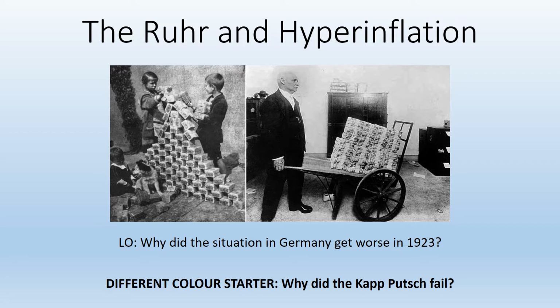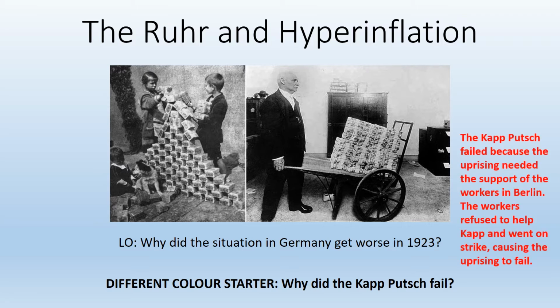So why did the Kapp Putsch fail? Well, we'll remember the Kapp Putsch was started by Wolfgang Kapp in 1920, and it was his attempt to use the Freikorps to overthrow the government in Berlin. And it failed because it needed support of the workforce in Berlin. The workers thought, if I go ahead and support Kapp, I might lose my job. It's already bad enough right now in Germany. I'm just glad that I have work to begin with, so I'm not going to support him. I'm going to refuse to go on strike, and that will actually cause the Kapp Putsch to fail.